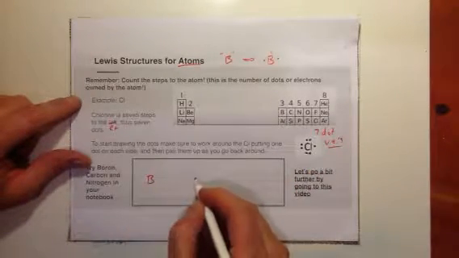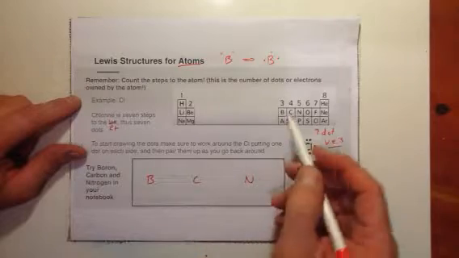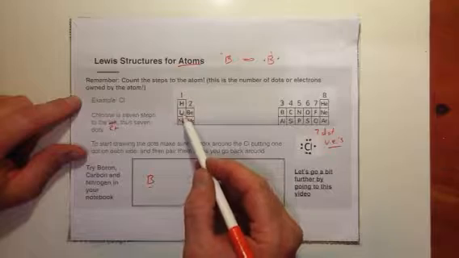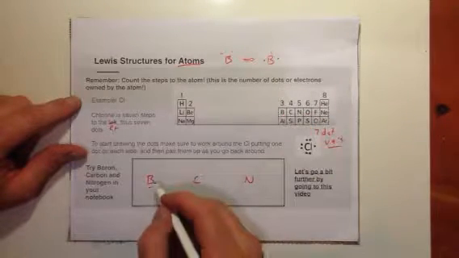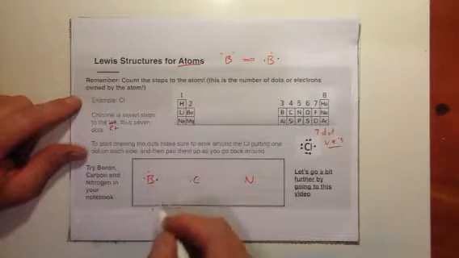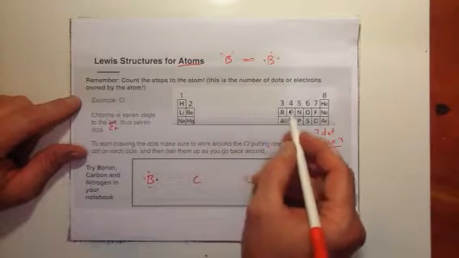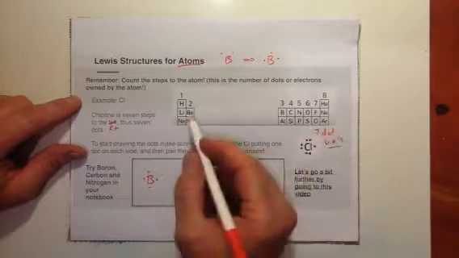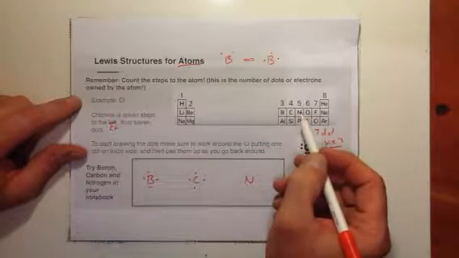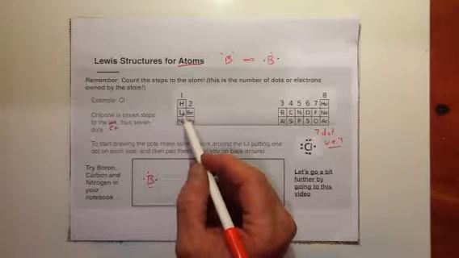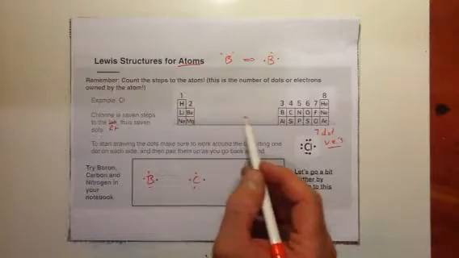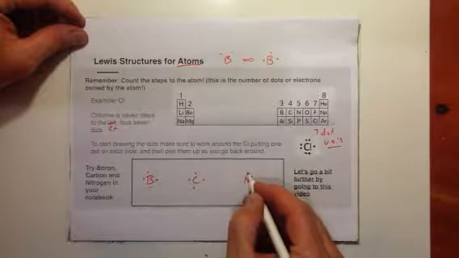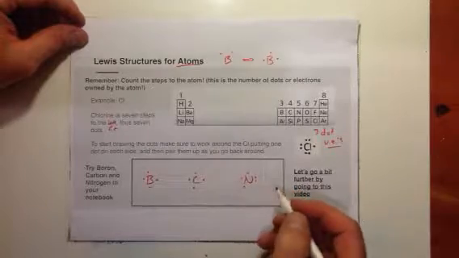We can do that for boron, carbon, and nitrogen by again just looking at how far to the right we go to get to that element. For boron, it's 1, 2, 3. That's how we got the look of 3 dots around it. For carbon, it would be 1, 2, 3, 4. And for nitrogen, we go 1, 2, 3, 4, 5, again counting from the first column in the periodic table as 1 and then going to that element. So nitrogen would be 5.